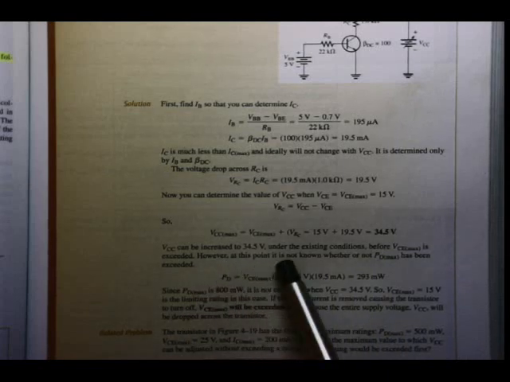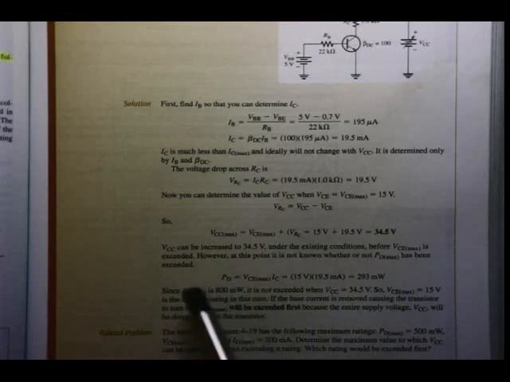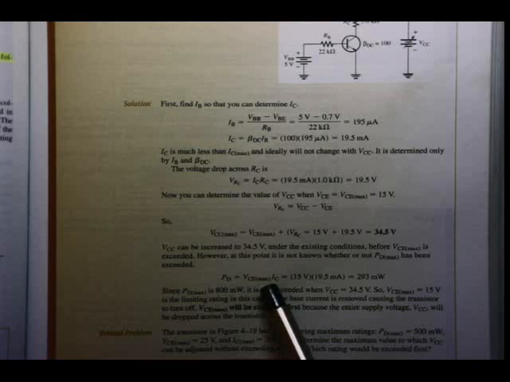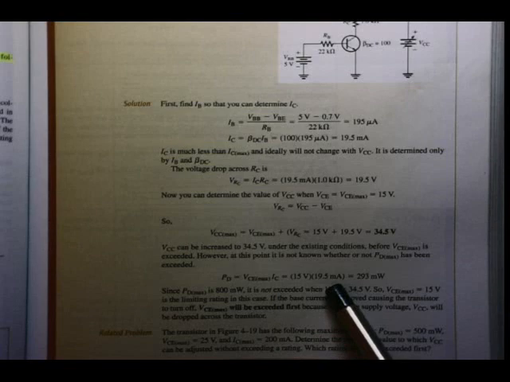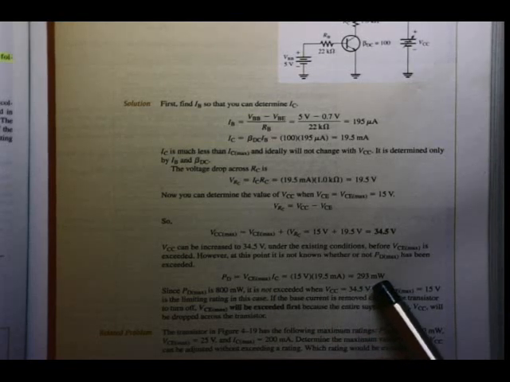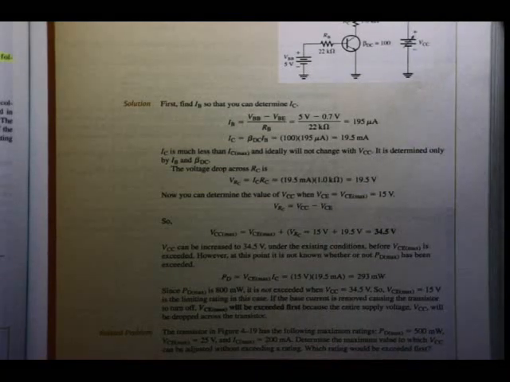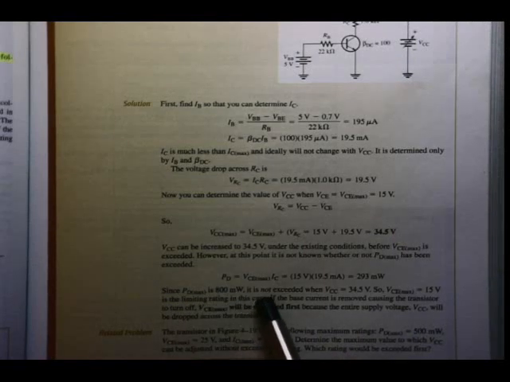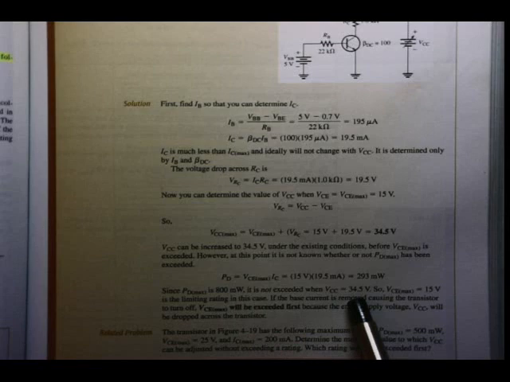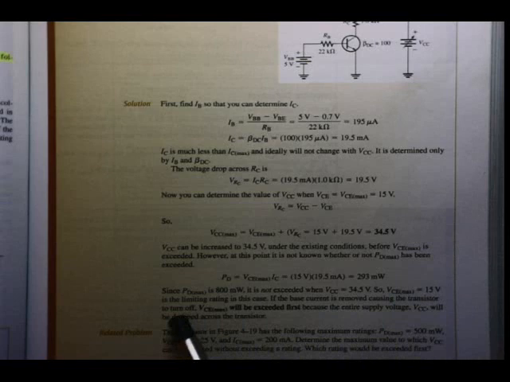However, at this point it is not known whether or not PD max has been exceeded, so I have to go and calculate PD. So PD is going to be VCE max times IC. VCE max is 15 volts, IC we calculated 19.5, so it's 293 milliwatts. Since PD max was 800 milliwatts, remember it was given in the beginning, it is not exceeded when VCC is 34.5 volts. So VCE max is 15 volts, as 15 volts is the limiting rating in this case.